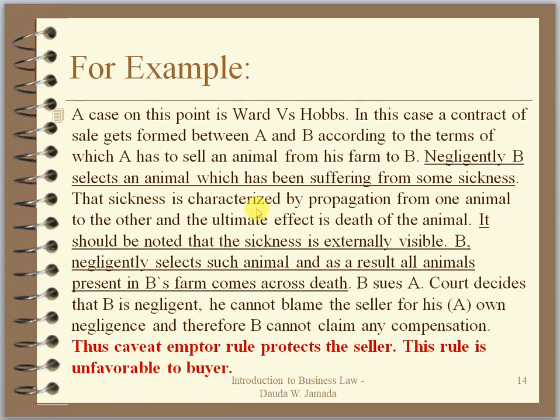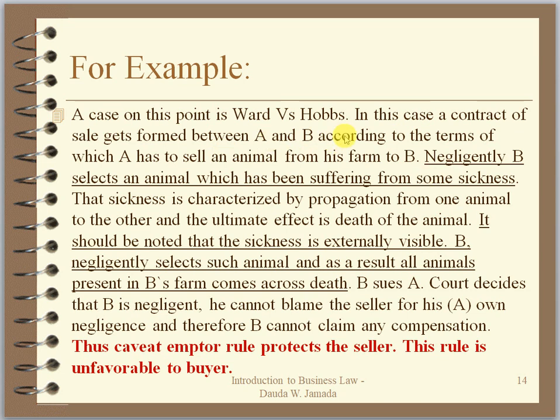In our example here, we have two people. One person has a farm. His farm has some animals. However, one of the animals is suffering from a particular sickness, a sickness which can be transferred from one animal to another. And the end result of this sickness is the death of the animal. So, in the farm of this person A, there was this one animal which had the sickness.